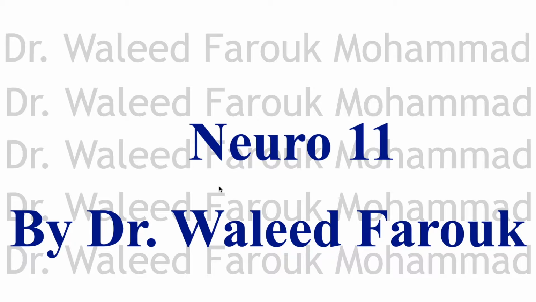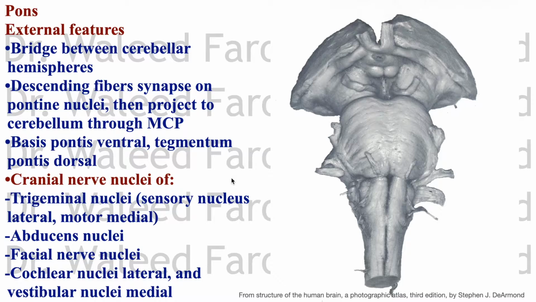This lecture is about the pons, so let's start. The pons in French means a bridge, and actually it's a bridge between the two cerebellar hemispheres, not the cerebral, the cerebellar hemispheres. See, it's a bridge between the right and left cerebellar hemispheres. It contains descending fibers that synapse on pontine nuclei, then project to the opposite middle cerebellar peduncle. This is the beginning of the middle cerebellar peduncle.